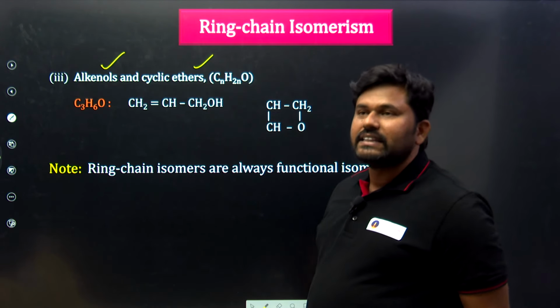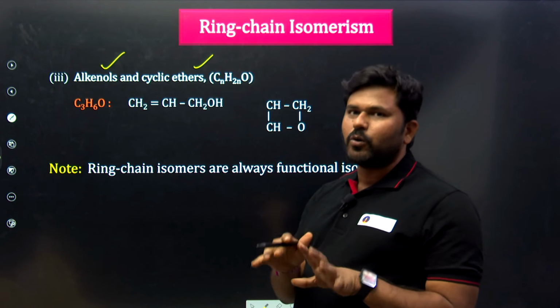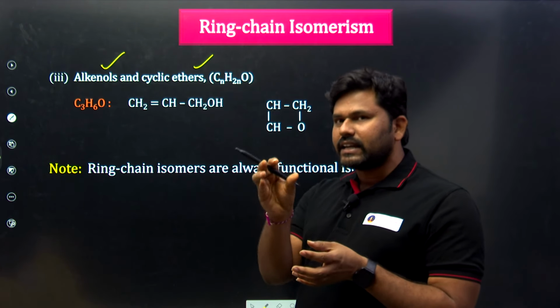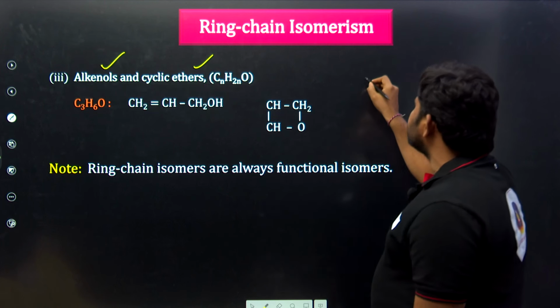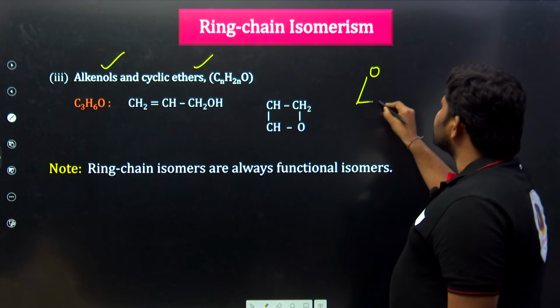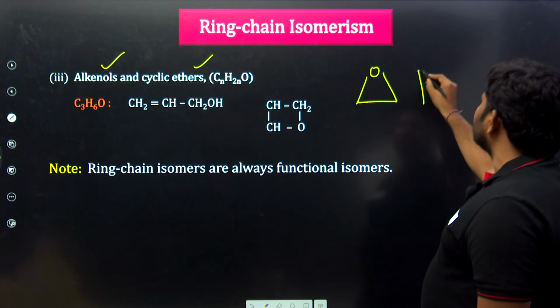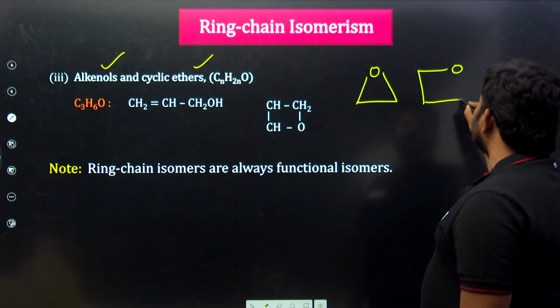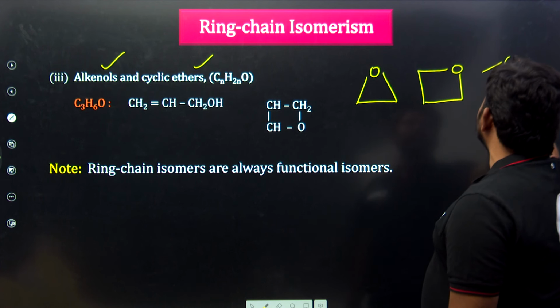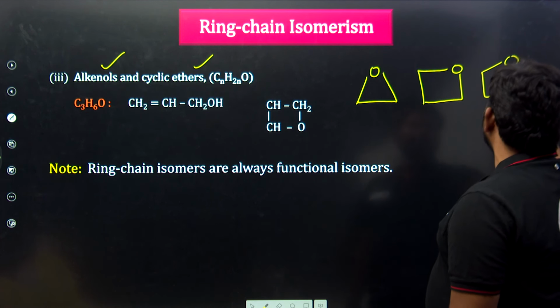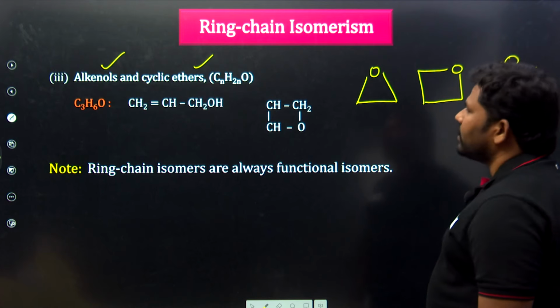Cyclic ethers. Ether means ROR. ROR will be the open chain. Ring, inside the ring oxygen there. For example, I am taking this. This is cyclic ether. This is also known as epoxide. These are called cyclic ethers. This is called tetrahydrofuran. Best solvent in organic chemistry.